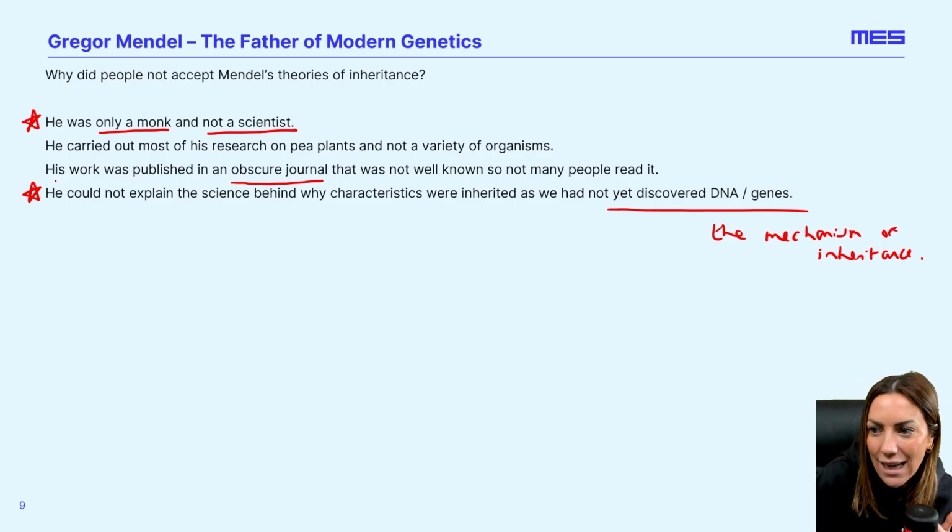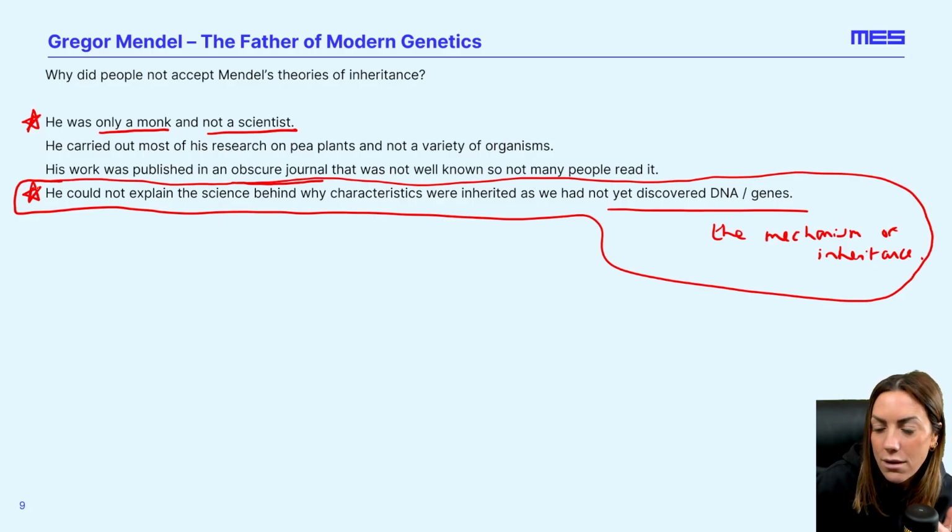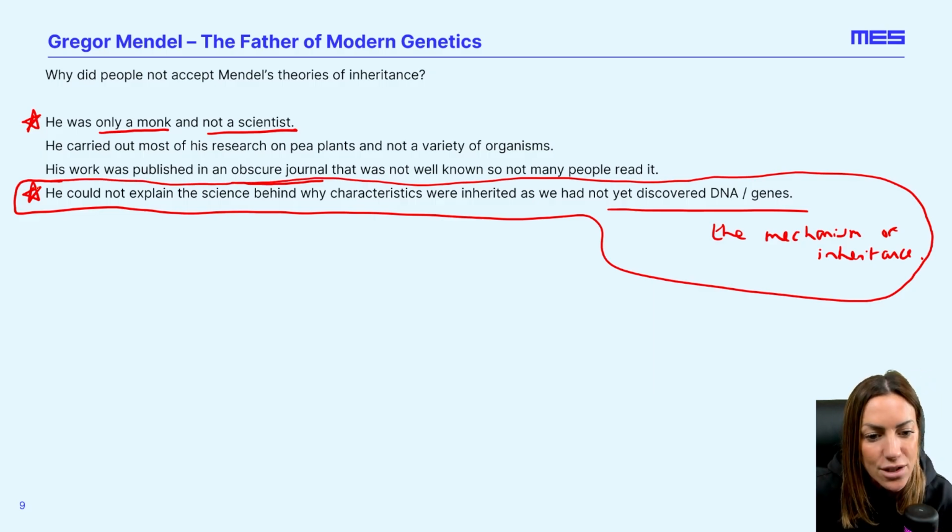Okay. This last one here is the only answer that you could give for both Mendel and Darwin. That is true of both scientists. You can say that for both. Neither of them understood the mechanism of inheritance yet, so it was hard for them to explain their findings. Okay.